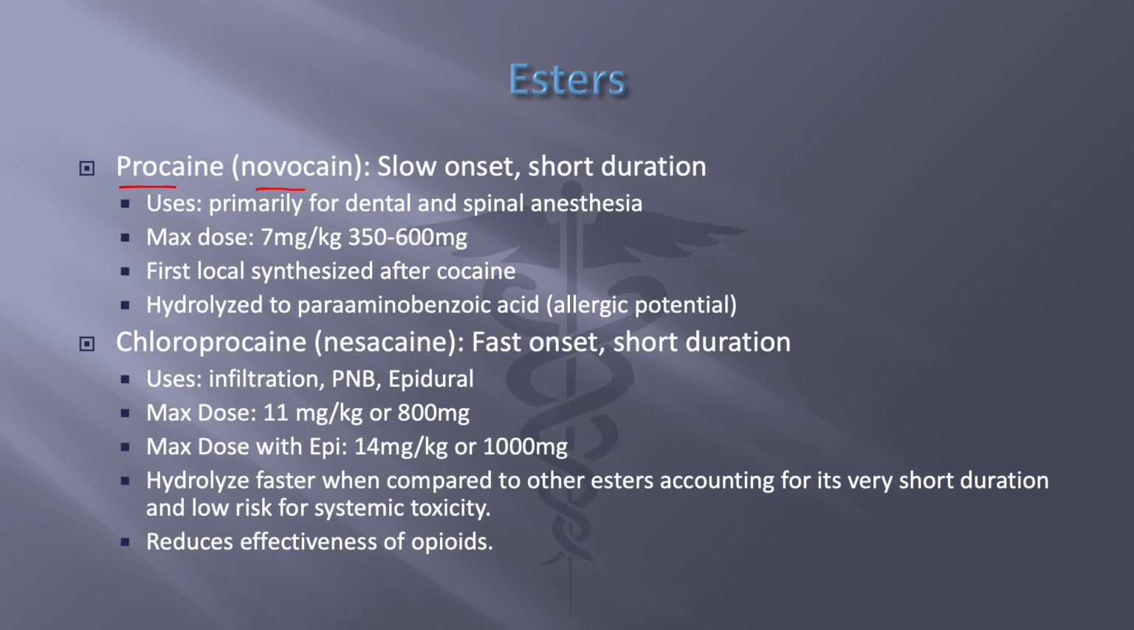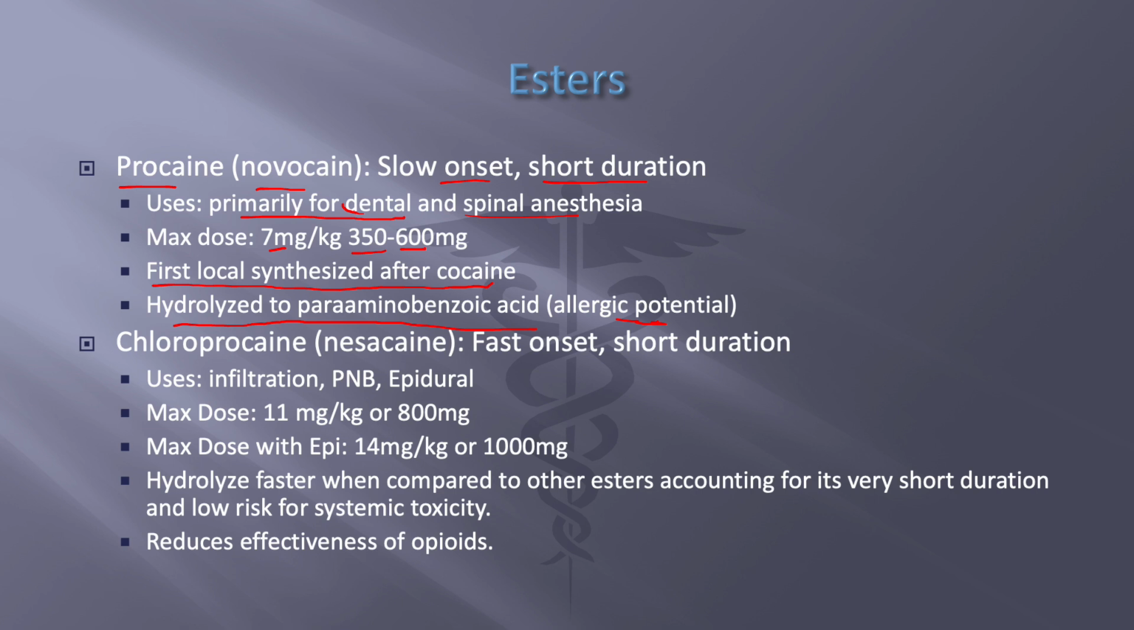Procaine, or Novocaine, has a slow onset and a short duration. It's primarily what's used for dental and spinal anesthesia, but mostly dental. Max dose is 7 mg per kilo, which lands anywhere between 350 to 600 milligrams. First local synthesized after cocaine, and it's hydrolyzed to that para-aminobenzoic acid, which has that allergy potential.